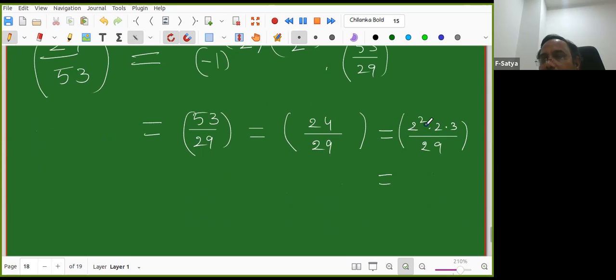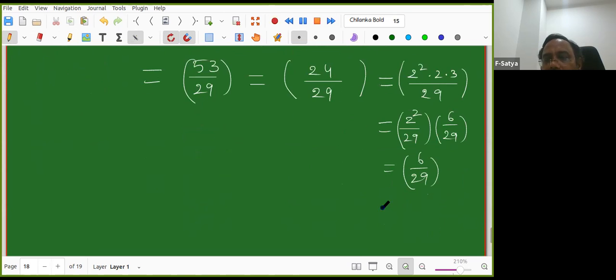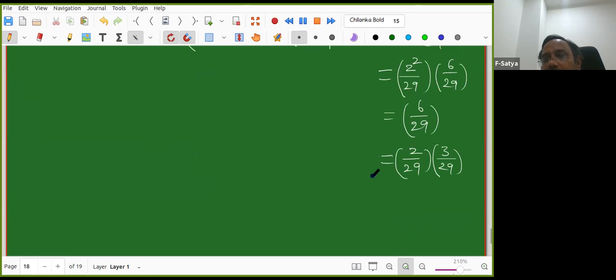So 2 square is not a problem. 2 square by 29 becomes 1. But I'll write 2 square by 29 into 6 by 29. I know this answer, it is 1. So now 6 by 29 is equal to 2 by 29 into 3 by 29. So I have to compute this, and you know at least one of these answers.